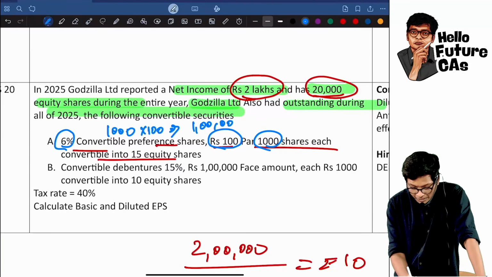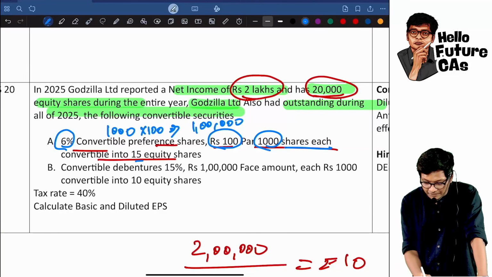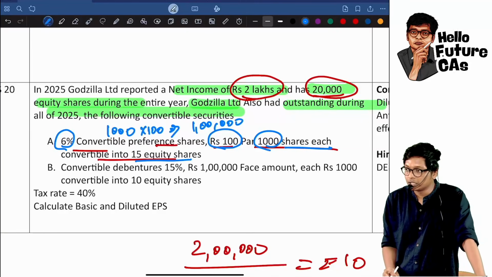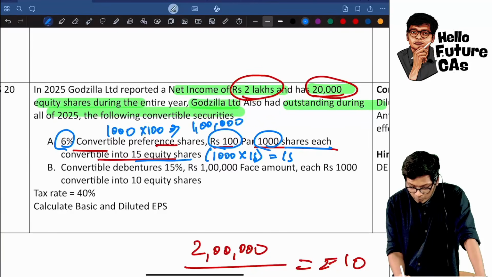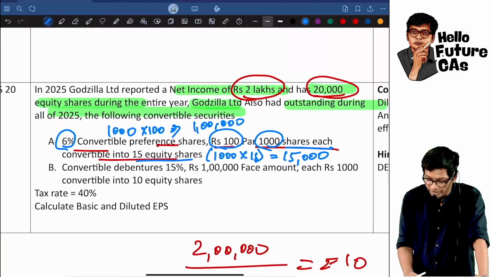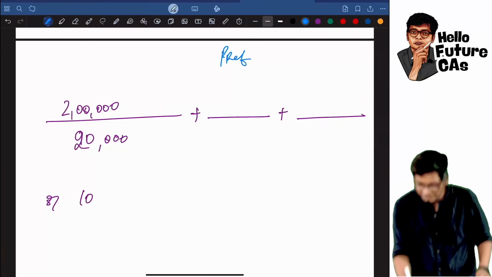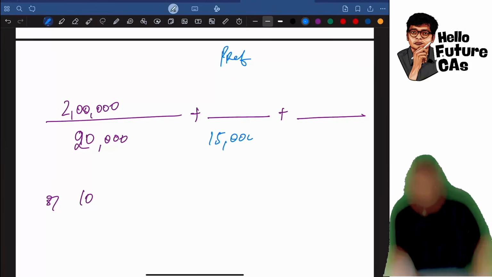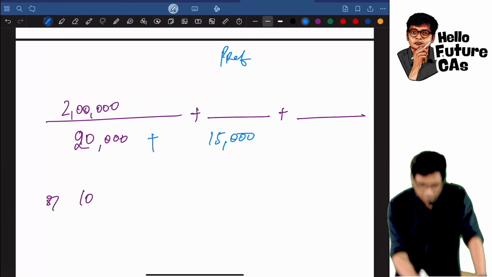Okay. So 1 lakh is the preference shares, and they are saying each share will be converted to 15 equity shares, correct? Of par 1000 shares each. So 1000 into 15, I'm going to get how much, guys? 15,000 shares. Are you all following, guys? So here I will come here. In preference, I will add in the denominator how many shares, guys? 15,000 shares. Is that correct, guys?